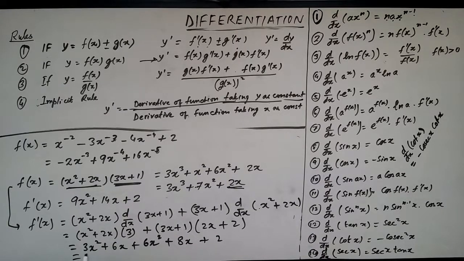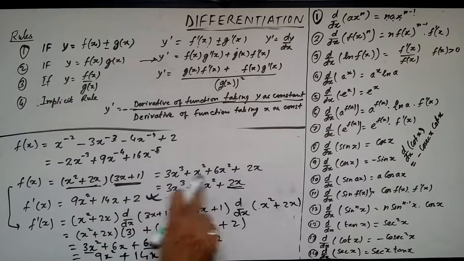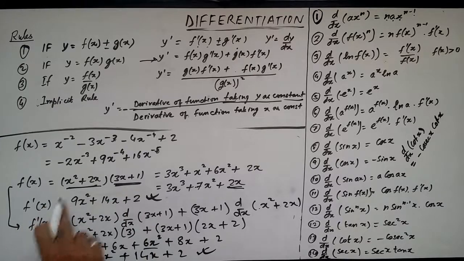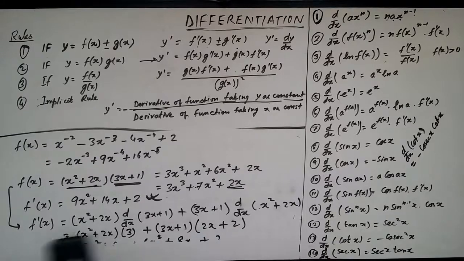So now we group all the terms. So this one becomes 9x squared, 6 and 8 is 14x, plus 2. Did we get the same answer as before? Yes. Okay. But this is a slightly longer method than the other one. So in this case, expanding first and then taking the differentiation is much easier than applying the product rule.